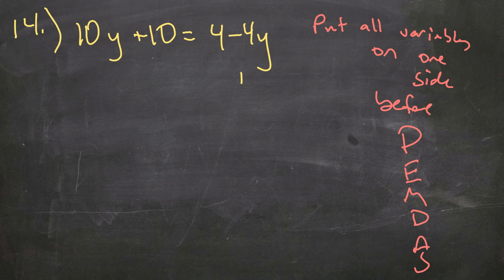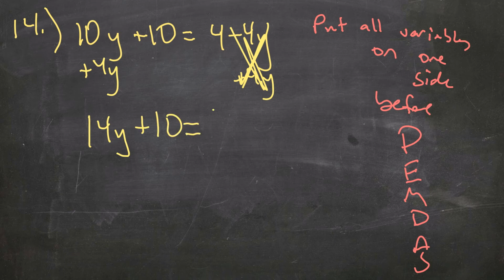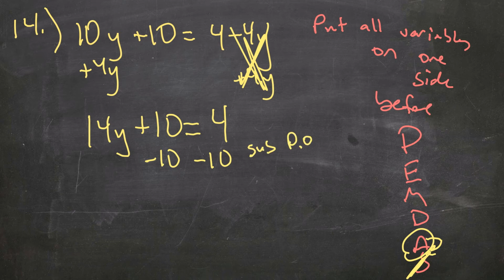So I'm going to add 4y to both sides because I want this negative 4y to leave. Alright, that's gone. Notice I line it up with the y, so I get 14y plus 10 equals 4. Now it looks just like something I've done before. I minus 10 from both sides because there is no subtraction. I see addition. That tells me to subtract from both sides because of the subtraction property of equality. I get 14y equals minus 6. Now I divide both sides by 14.